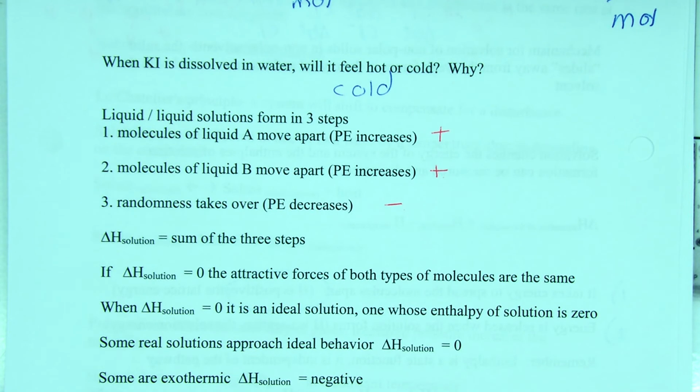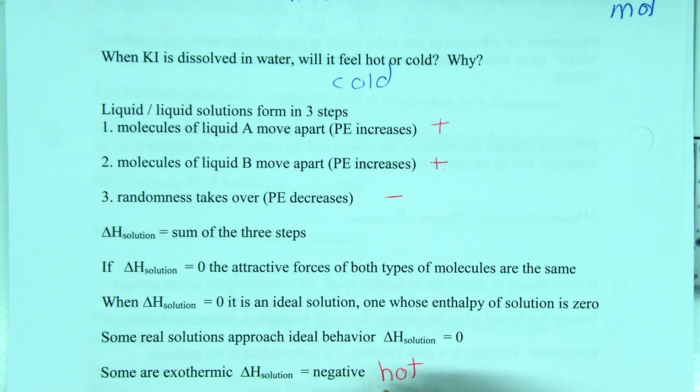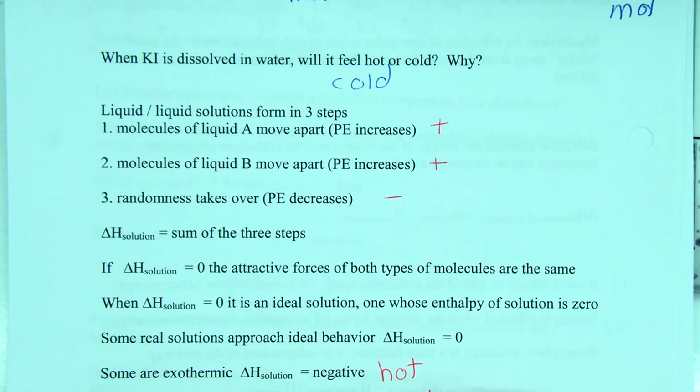Now, if the attractive forces of both types of molecules are the same, then the heat of solution is zero. If the molecules are more attracted to themselves than the others, it's going to take energy to break them apart, so it would be positive. And if they are more attracted to each other than they are to themselves, it's going to release energy. So you can have an exothermic solution where delta H is negative and then it feels hot. Or you can have an endothermic where it takes energy to make it run and then it feels cold.